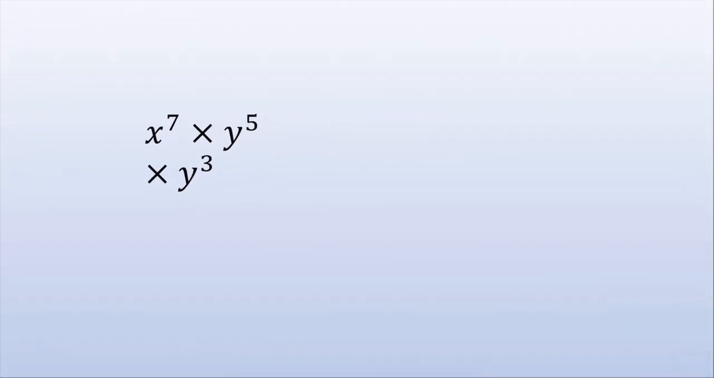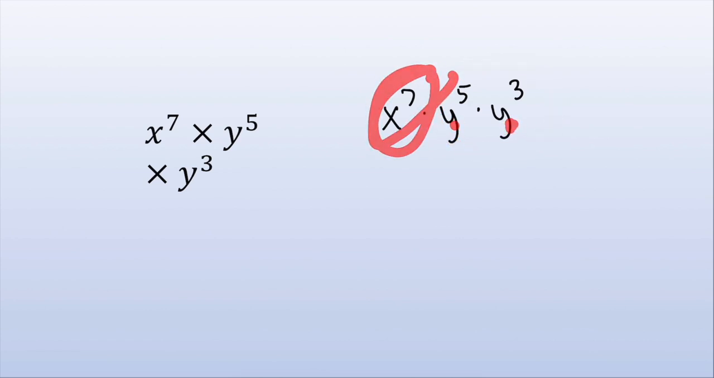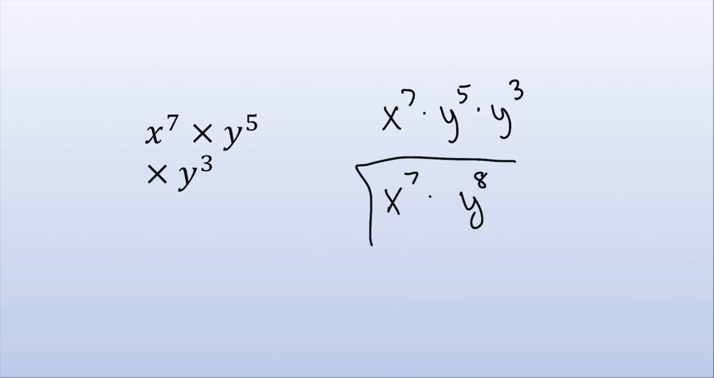Again, this one formatted a little funky, so I'm going to rewrite x to the 7th times y to the 5th times y to the 3rd. So if you take a look at this problem, these y's have the bases alike. These x's have no matching base, so we're going to leave that as x to the 7th. We're going to keep the base. We're going to add those exponents. 5 plus 3 is 8. So that would be your final answer.